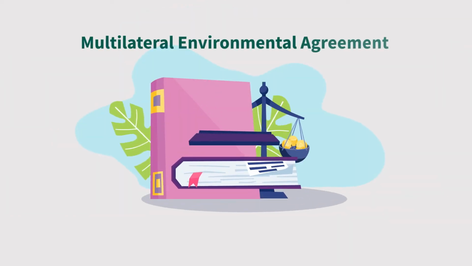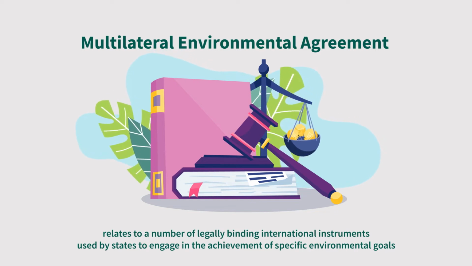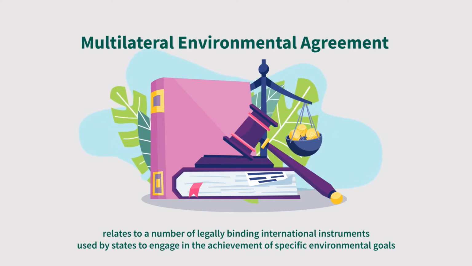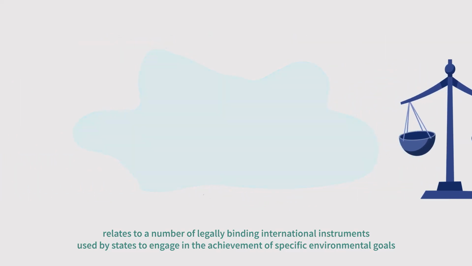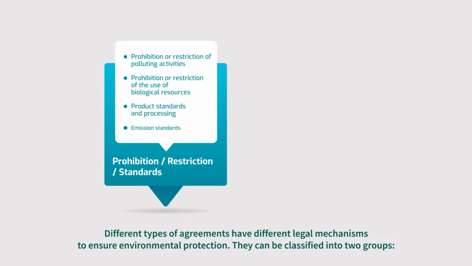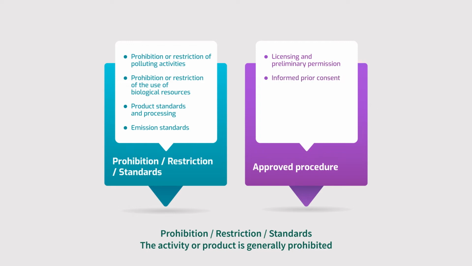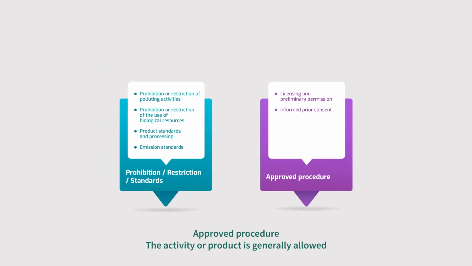The term multilateral environment agreement relates to a number of legally binding international instruments used by states to engage in the achievement of specific environmental goals. Different types of agreements have different legal mechanisms to ensure environmental protection. They can be classified into two groups. Prohibition, restriction, standards: the activity or product is generally prohibited. Approved procedure: the activity or product is generally allowed.